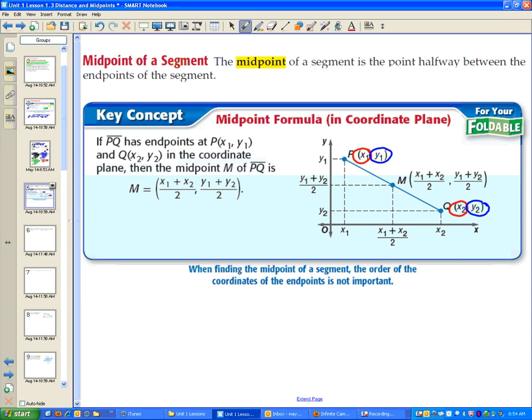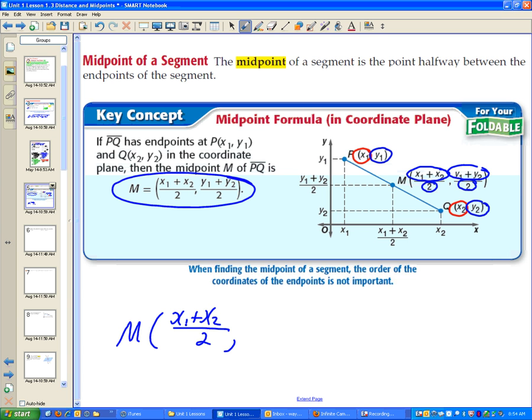Now, how do I find the average of the x-coordinates? I add them together and divide by 2. How do I find the average of the y-coordinates? I add them together and divide by 2. So, that's how come that's your midpoint formula. The coordinates of the midpoint are x1 plus x2 divided by 2 and y1 plus y2 divided by 2. And then once we simplify that, that'll be the coordinates of the middle.